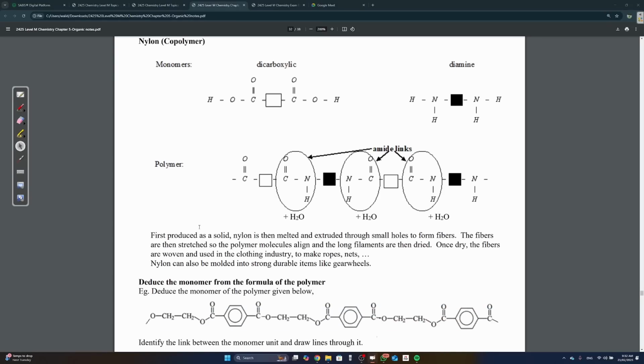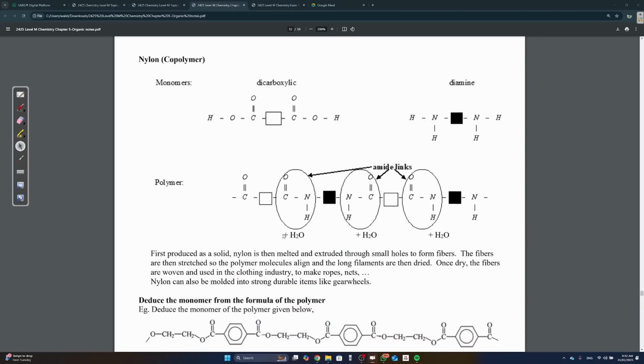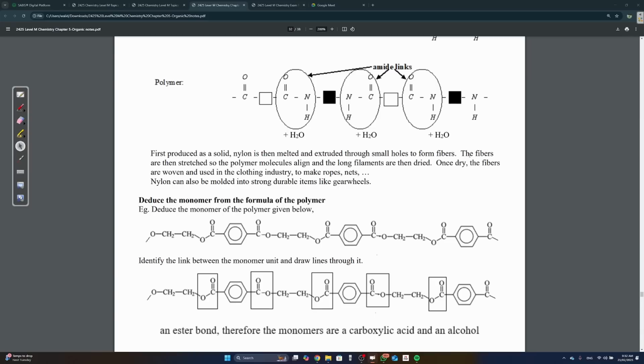Okay, first produced as a solid, nylon is then melted, then extruded through small holes to form fibers. The fibers are then stretched so the polymer molecules align and the long filaments are then dried. Once dry, the fibers are woven, used in the clothing industry, whatever. Nylon can also be molded into strong durable items like gear wheels.